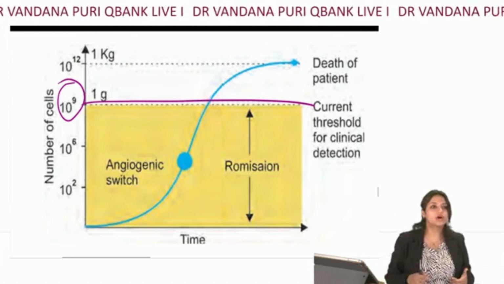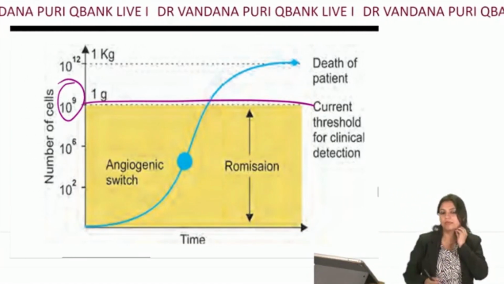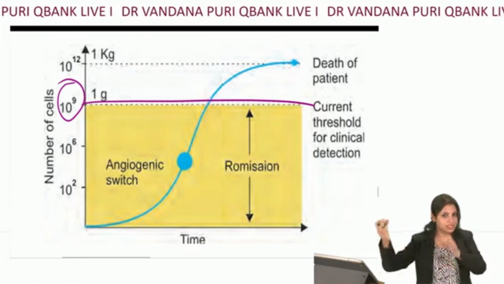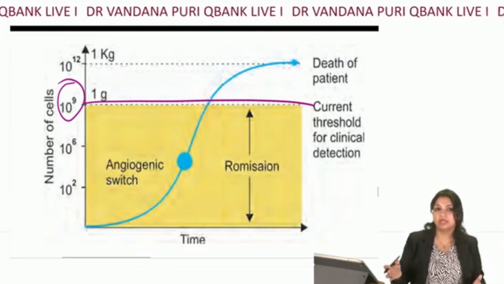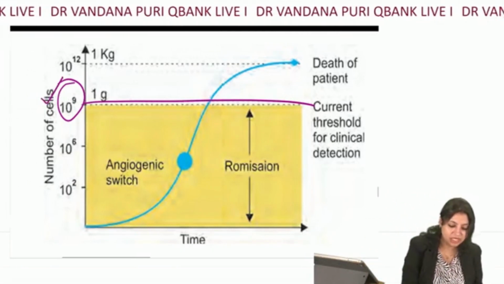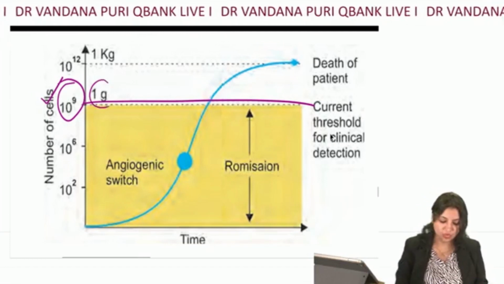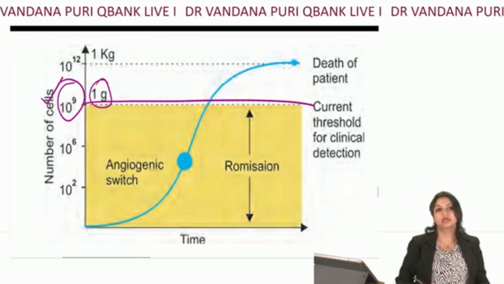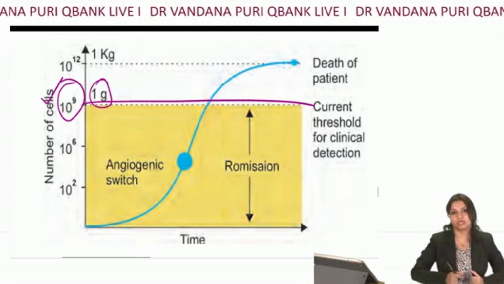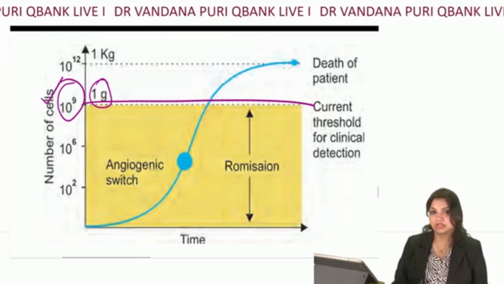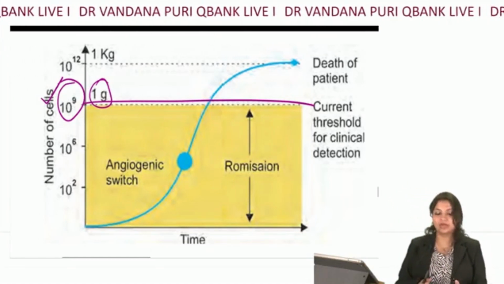Obviously, how do you pick up lymphomas? When there is a lump. How do you pick up breast cancer? When there is a lump. So when the lump appears, that means the tumor cells have become 10⁻⁹. That is 1 gram of tumor. So this is the current threshold for the diagnosis of cancer, 1 gram.